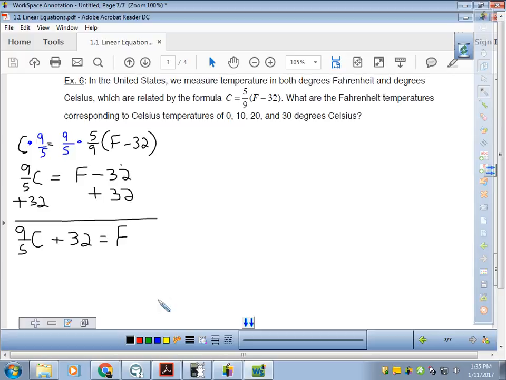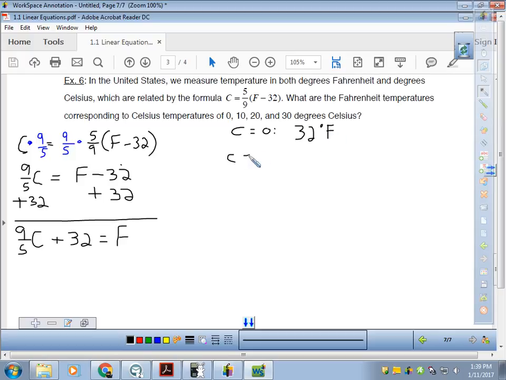And now that we have that equation, we can figure out the f values for these by just taking these numbers and plugging them in here. So when c, sorry again, my little board's going crazy. So when c equals 0, so 0 degrees Celsius, we're just going to plug 0 in here. 9/5 times 0 is just 0, plus 32 gives us 32 degrees Fahrenheit.